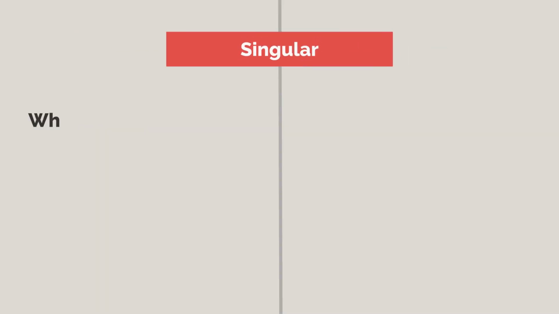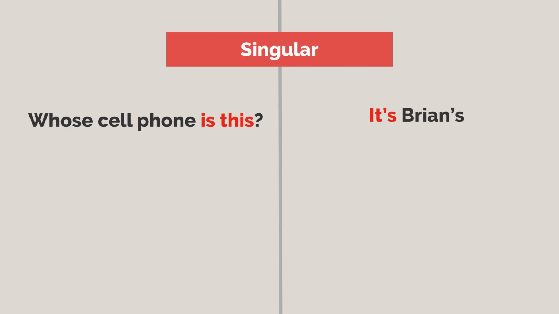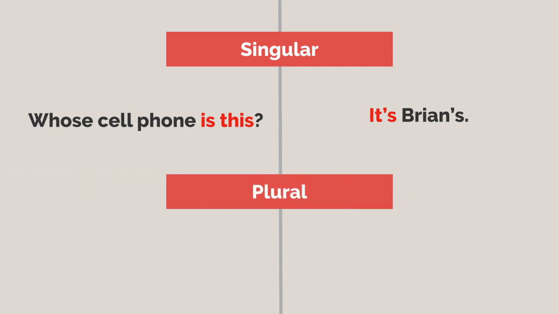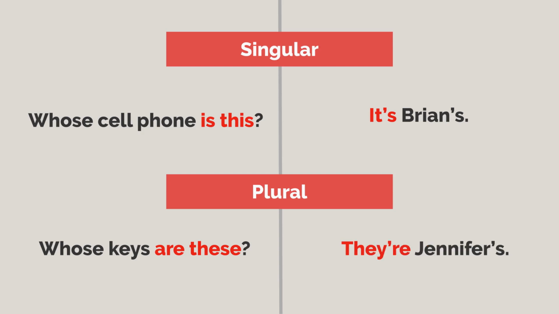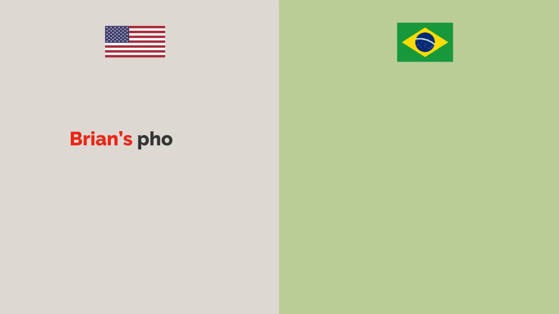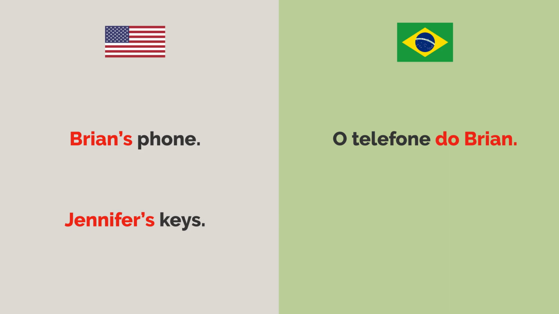Singular. Whose cell phone is this? It's Brian's. Plural. Whose keys are these? They're Jennifer's. Brian's phone. O telefone do Brian. Jennifer's keys. As chaves da Jennifer.